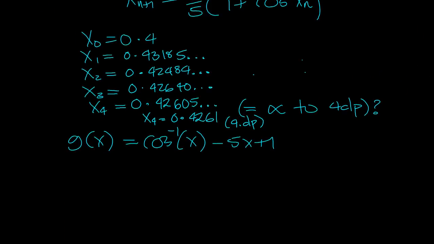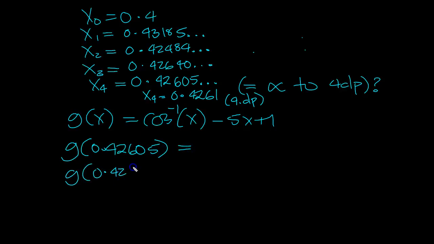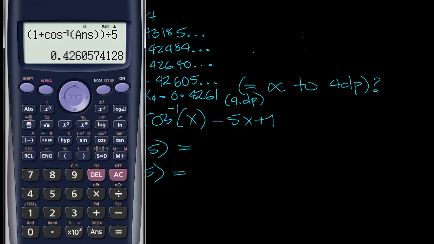So is that the root then? Well, here's the function. So for it to be a root, we need to look at g of 0.42605 and g of 0.42615 and see if a change of sign occurs. If it does, then the root to 4dp will be 0.4261. Okay, so it's shift cos of x minus 5 times x plus 1.